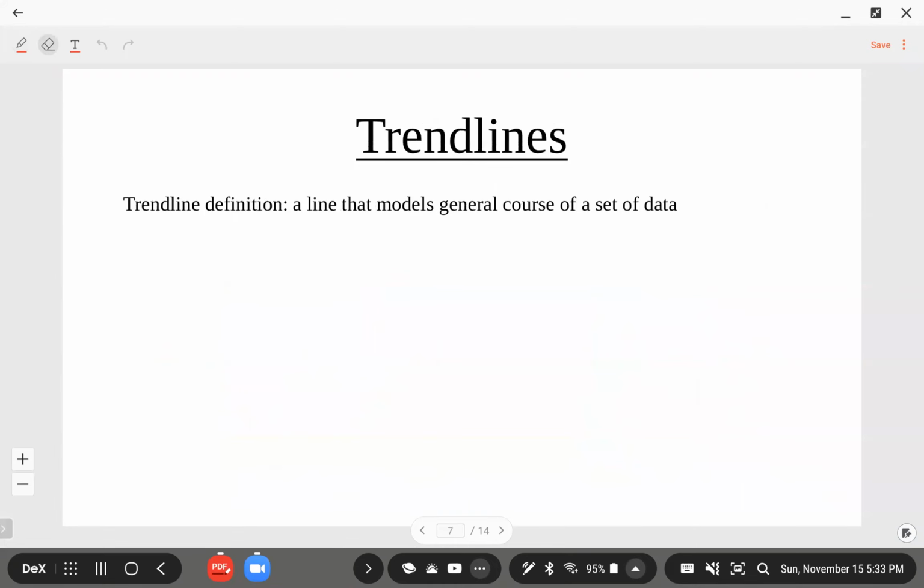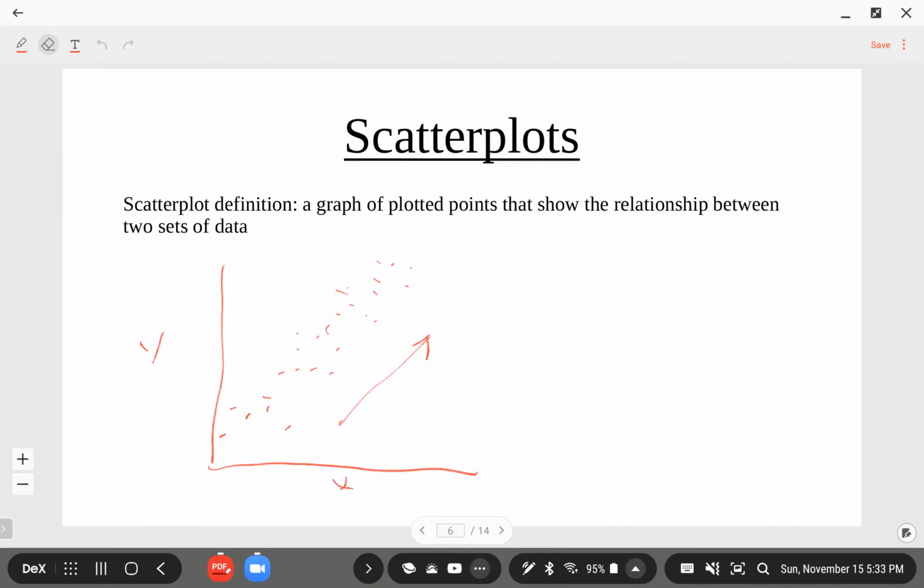Okay. So now let's look at trend lines. Trend lines are lines that model the general course of a set of data. So look here, right? We can't actually draw a perfect line through all these points. If we had a linear equation, of course we could draw a line. However, with a scatter plot, we can't really draw a line through all these points. So what we do is we draw a trend line that models all the sets of data.